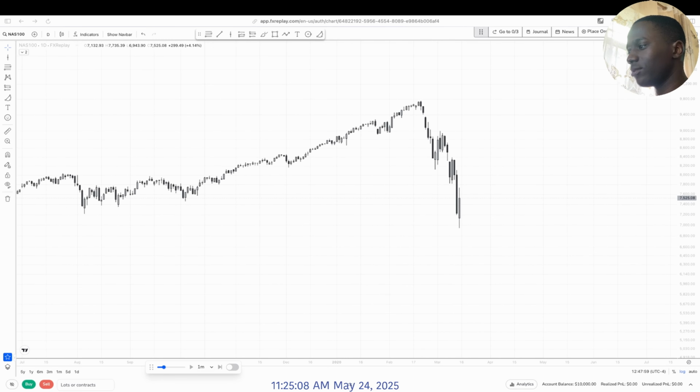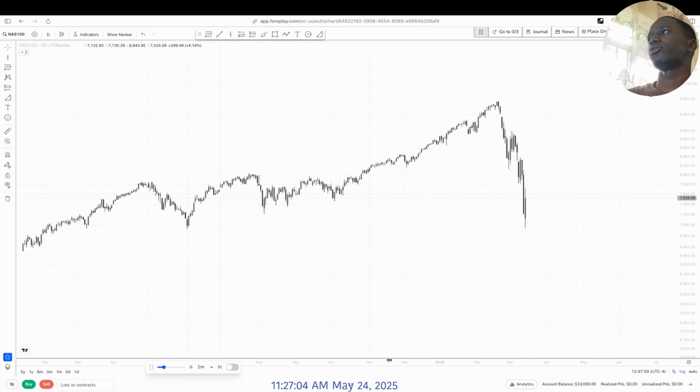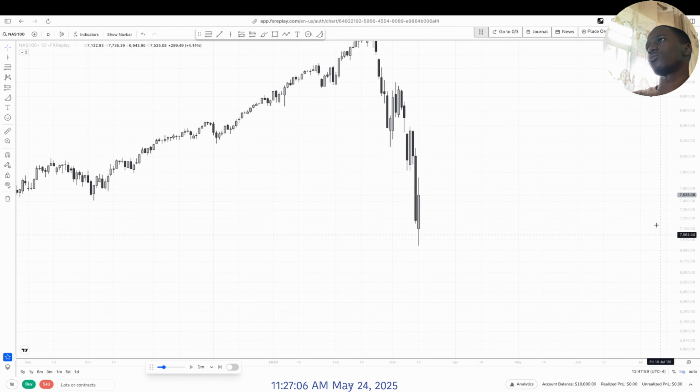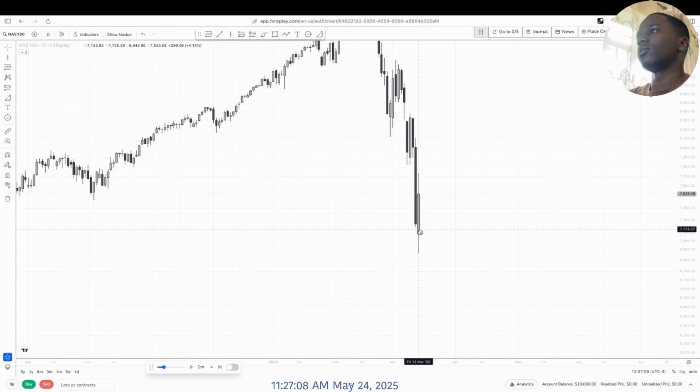Okay, so we can see that on the daily we took out these lows, which means that maybe we should expect to push higher after this sweep. So this Friday was quite a mess. Let's maybe wait for next week to open.